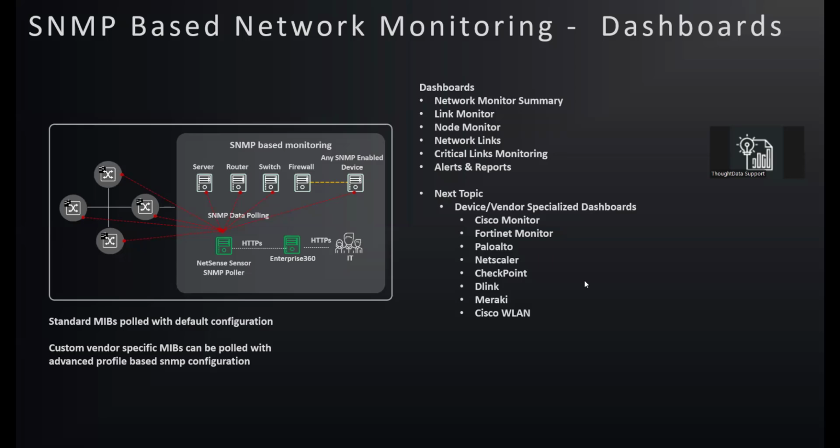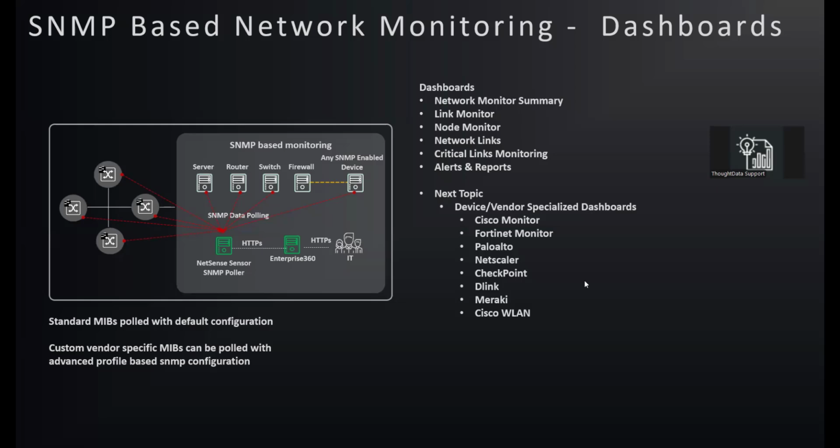And the network links dashboard provides a summary of all the links which are there in the network. You can also filter on various kinds of links, group them into different categories, and troubleshoot group-based links monitoring as well. The critical links monitoring is a customizable dashboard, and by default it is designed to provide the monitoring for various critical links inside the IT network.